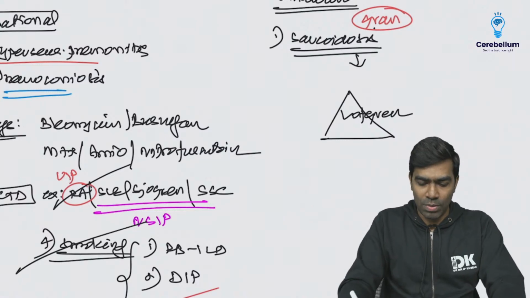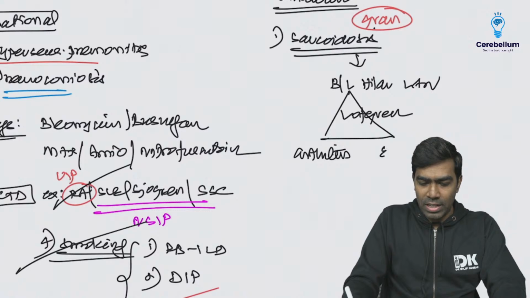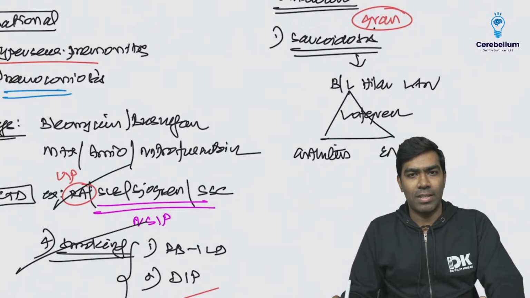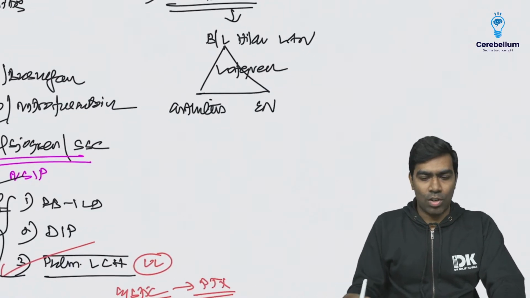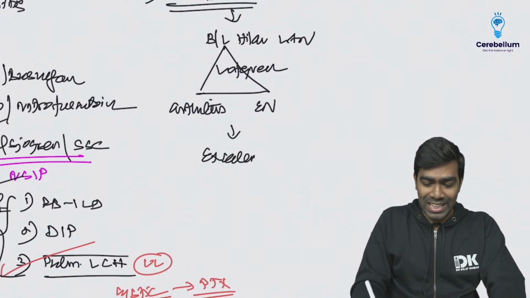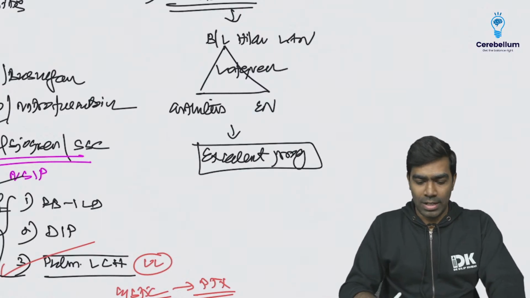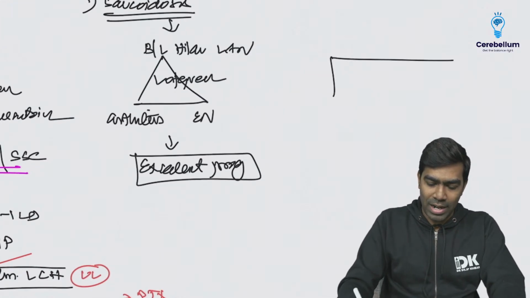What is Lofgren syndrome? Patients are going to have bilateral hilar lymphadenopathy. Patients will have arthritis and patients will have erythema nodosum. That is what we call Lofgren syndrome. Lofgren syndrome can be managed conservatively because it has an excellent prognosis.